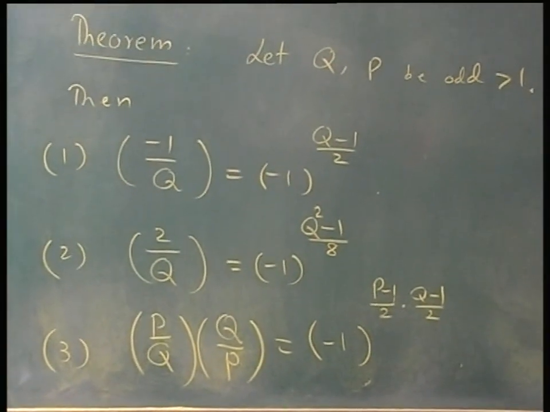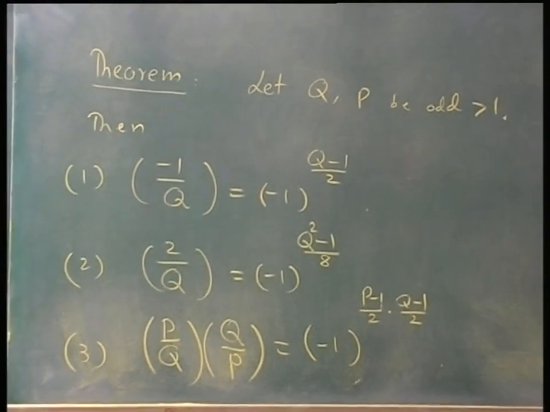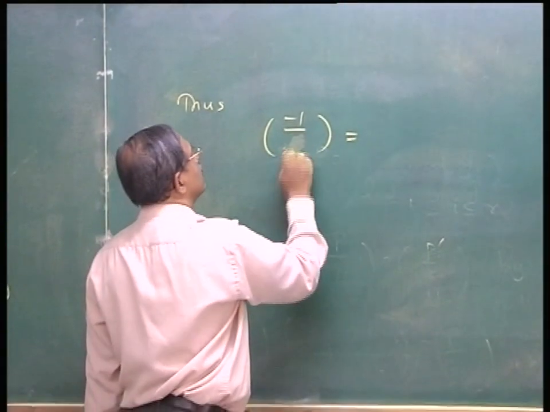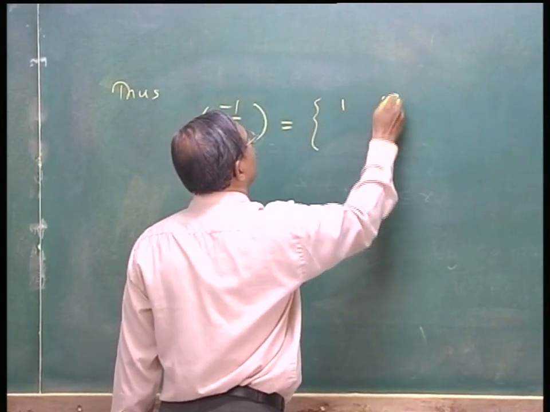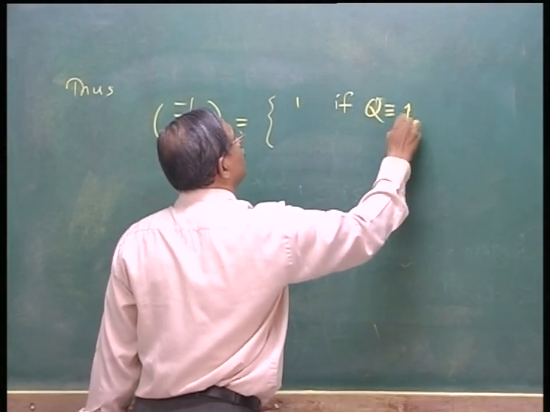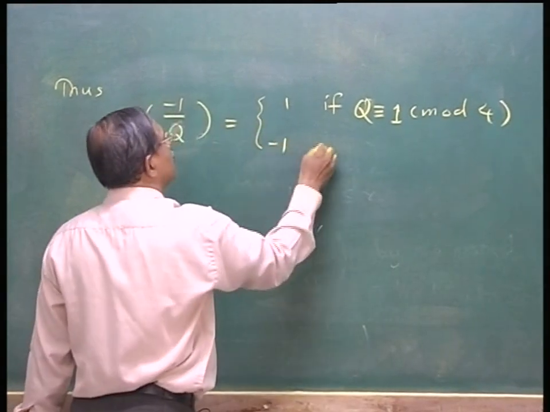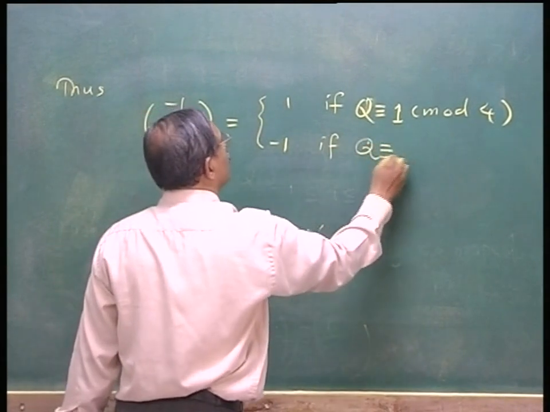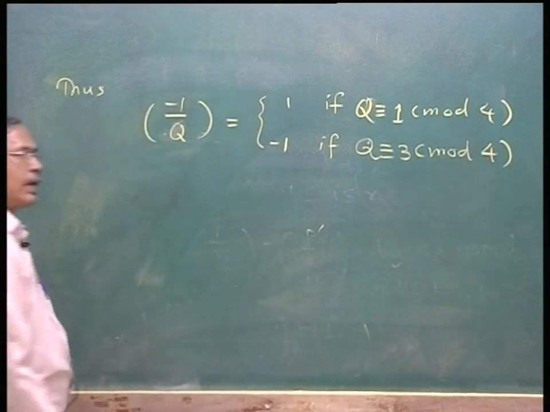So maybe I can write this for your reference. Minus 1 by Q is equal to 1 if Q is congruent to 1 mod 4, and minus 1 if Q is congruent to 3 mod 4. That is the interpretation.